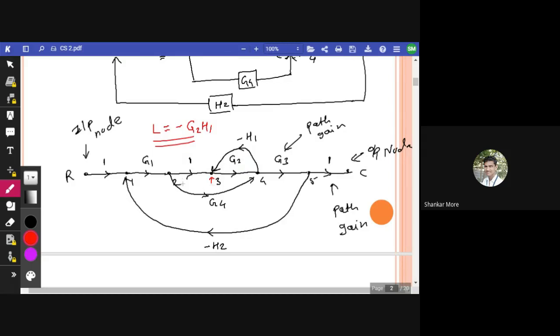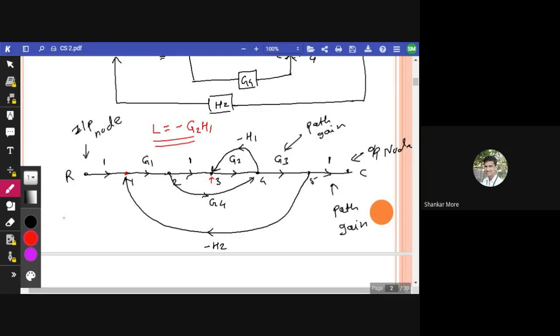Now tell me whether this is a loop, if we go from node 2 to 3, 3 to 4, and 4 to 2. Is it a loop? No, it's not a loop. Why? Because see the direction. Direction matters. Now if we start from node 1, 2, 3, 4, 5, and if we come back, is this a loop?